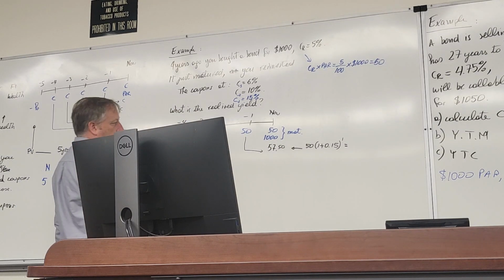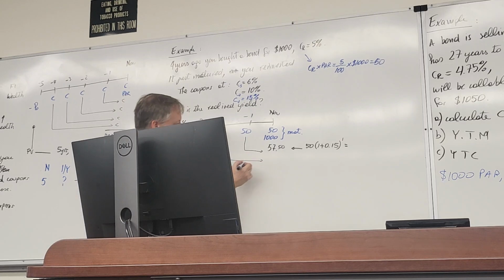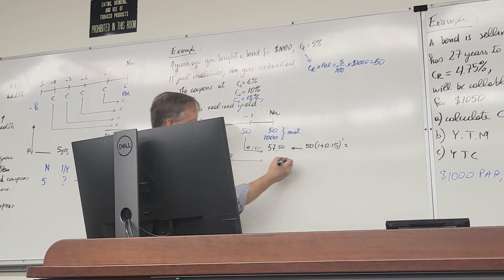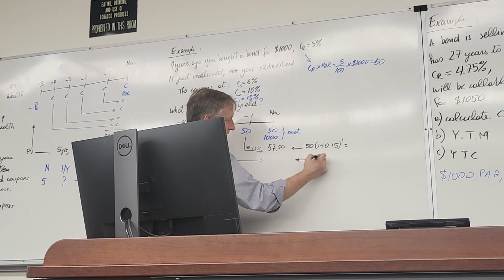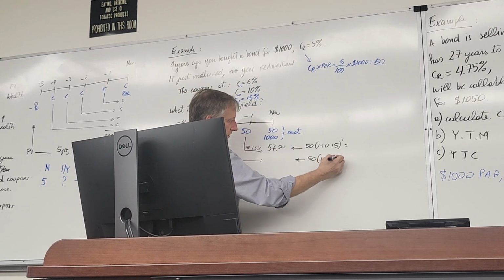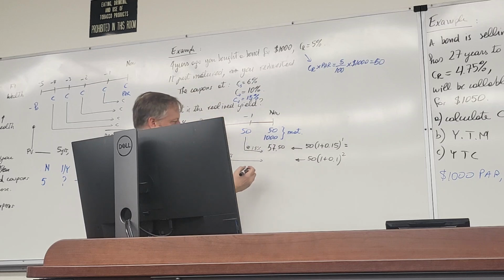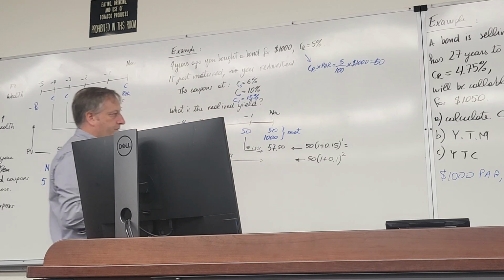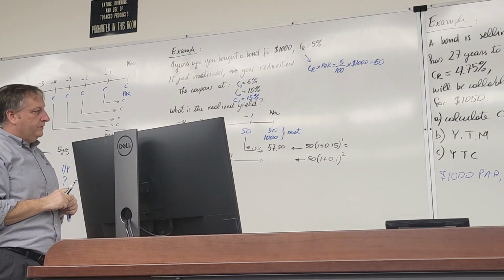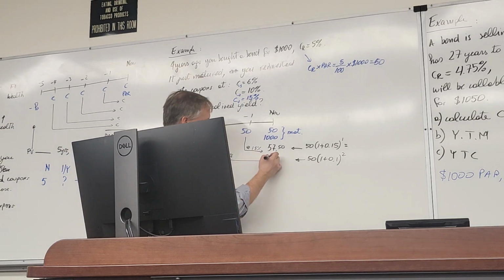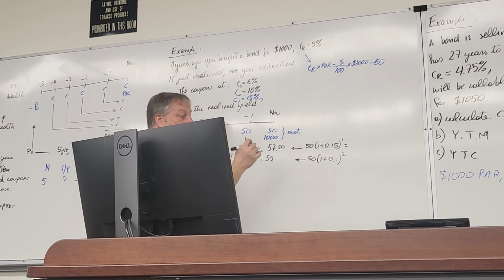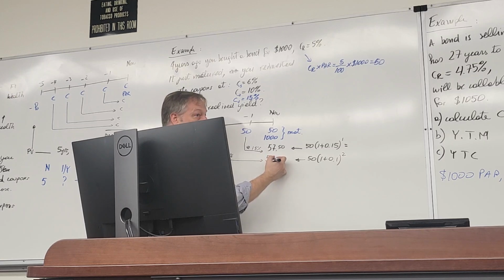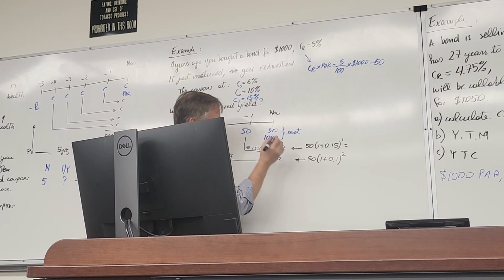What about the coupon we collected 2 years ago? That one, 50 times 1.1 squared. Well, this was reinvested at 10%, but for how long? 2 years. So what do you get? 60.5. Do you agree?